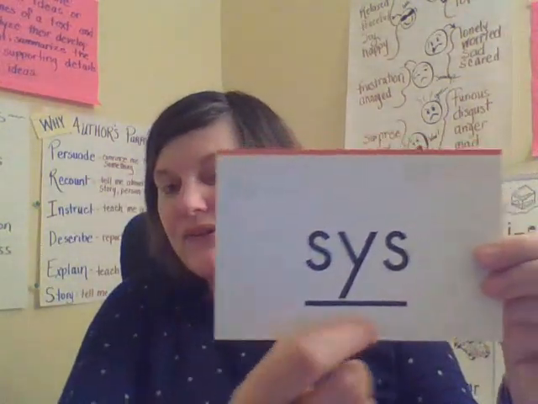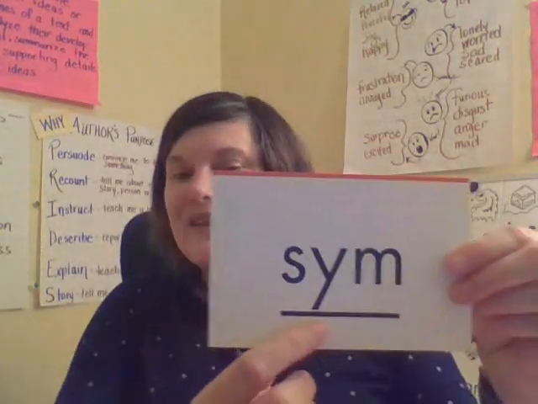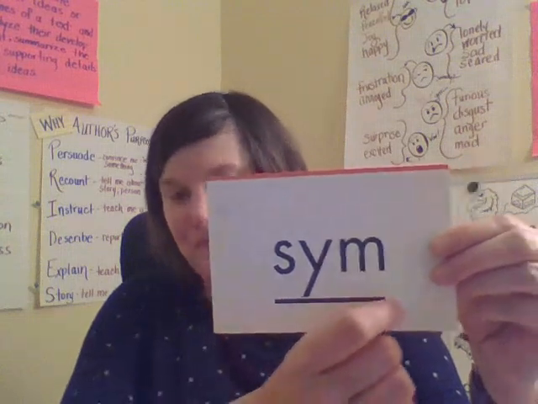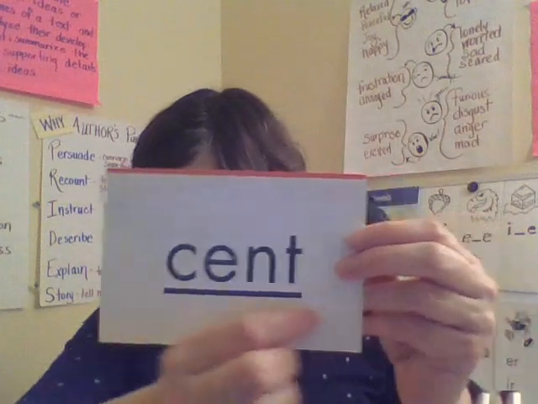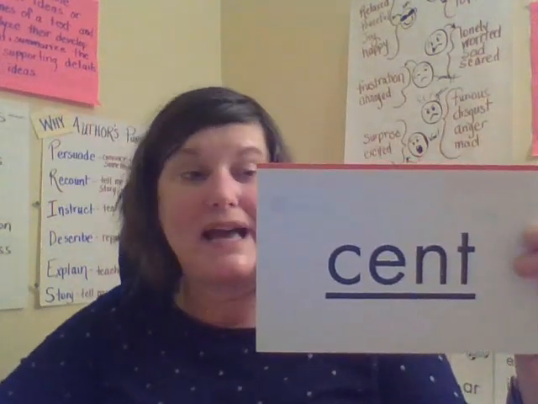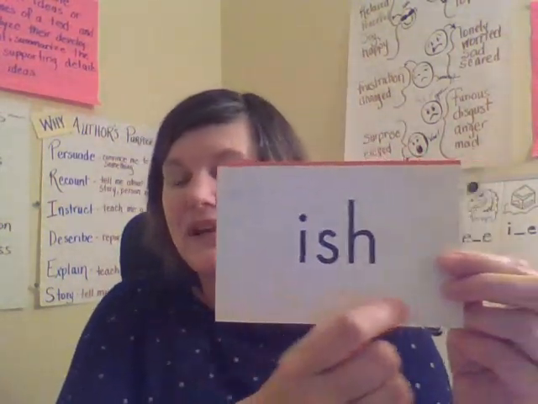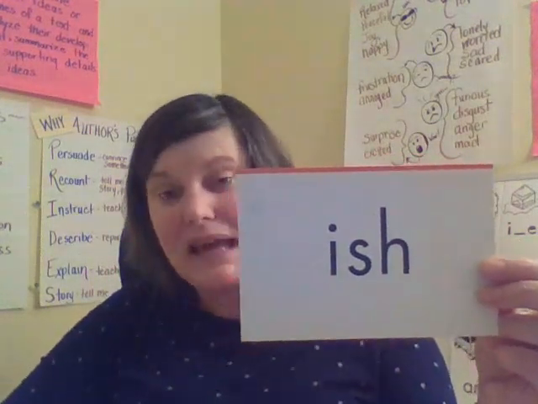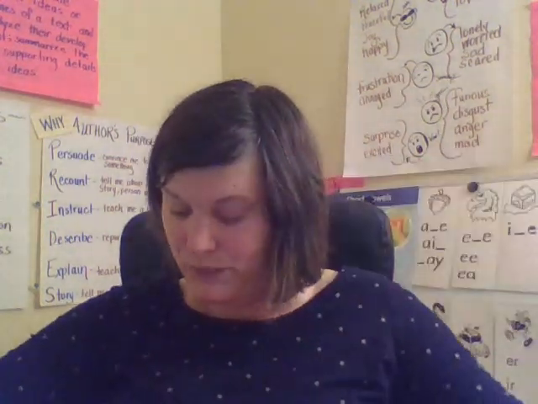Sis. Together, sis. Your turn. Good job. Sim. Together, sim. Your turn. Good. Cent. Together, cent. Your turn. And remember, this means 100. Ish. Together, ish. Your turn. Good job. And this means like. And it is a suffix you put at the end of a base word.